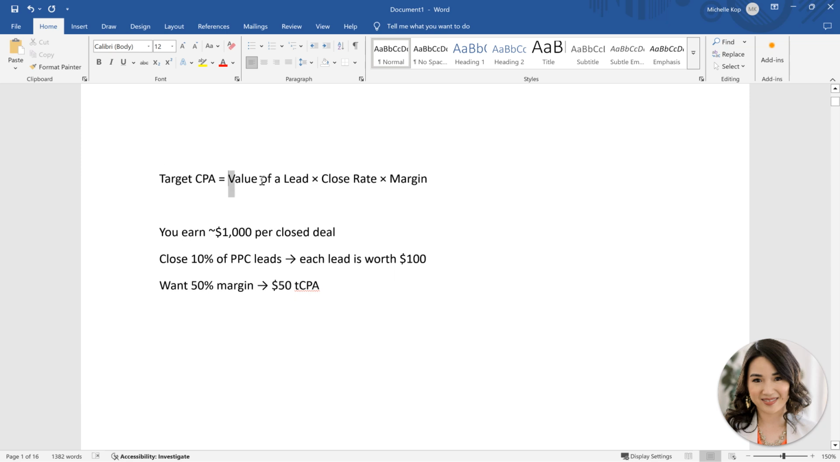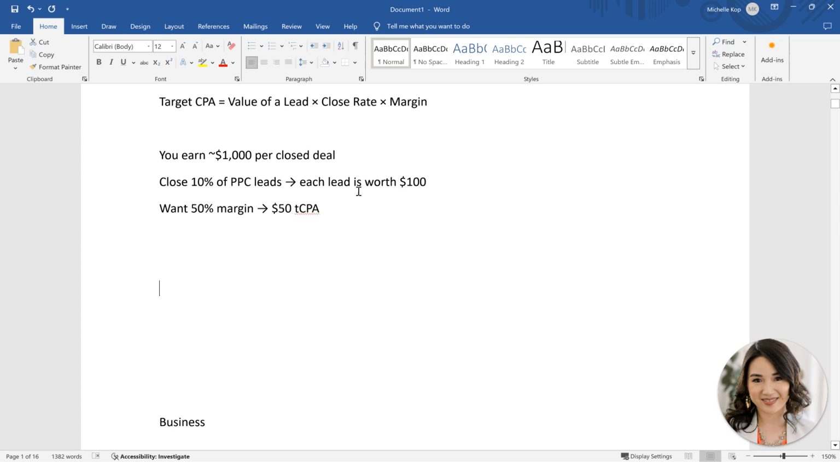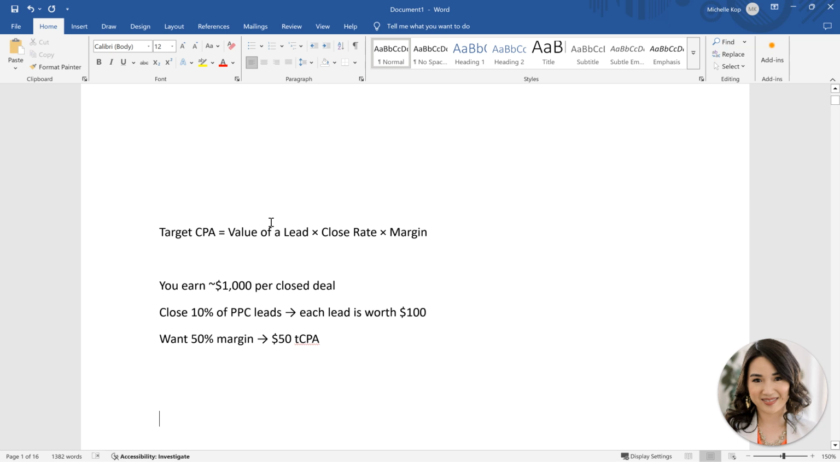Your target CPA would be the value of a lead to you multiplied by close rate multiplied by margin. So the value of the lead and the margin, these are already fixed numbers that you should already know. If you don't have these numbers, you need to go dig them up. But get these numbers and then also get your close rate. What I always tell clients is whatever your close rate you think it is, you probably want to cut that down in half because sometimes clients tend to overestimate. So put a conservative close rate there.